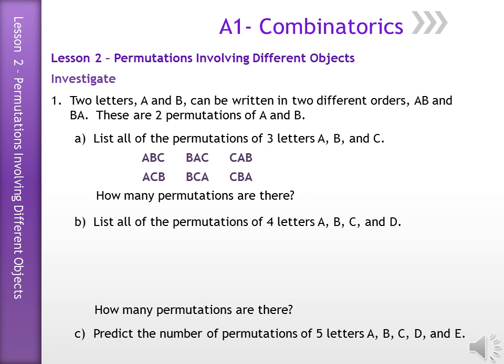From the last lesson, we can see there are three possibilities for the first letter. One is now gone, so we now have two possibilities for the second letter, and the one remaining possibility for the third letter. 3 times 2 times 1, which equals 6.